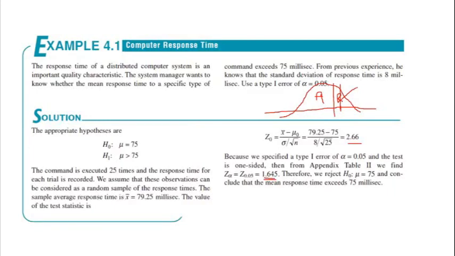Kaya yung mismong value natin dito is we need to reject yung null hypothesis natin as given natin na meron tayong mean na 75. So, yung conclusion natin, for the conclusion, conclude that the mean response time exceeds 75 milliseconds. Kasi ang inaccept na natin is si alternative hypothesis.